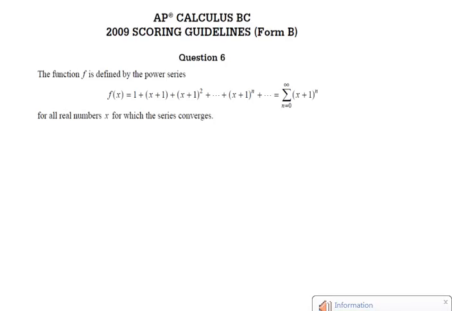Okay, in this video I'm going to start talking about the BC free response question from 2009, Form B, question number 6. And we're given that the function f is defined by the power series f of x is equal to 1 plus (x plus 1) plus (x plus 1) squared, etc. for all real numbers x for which the series converges.